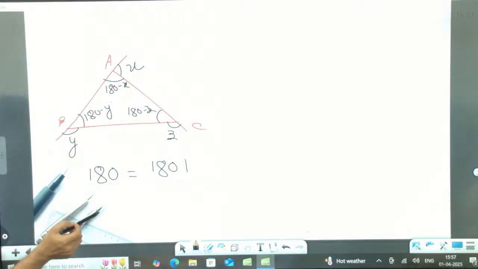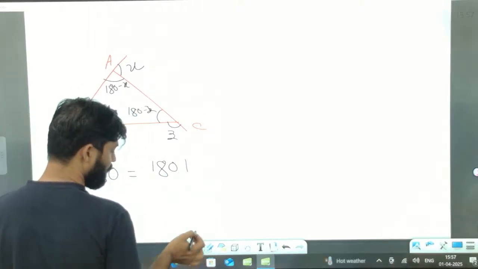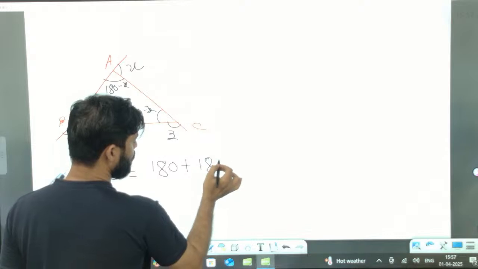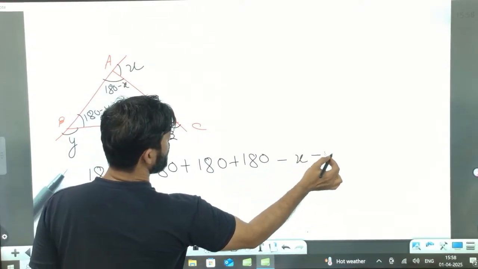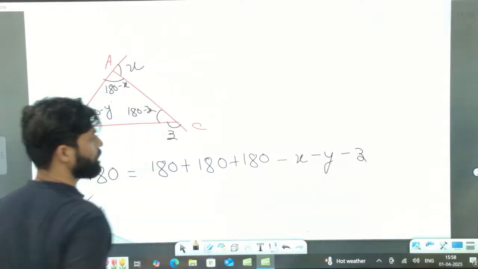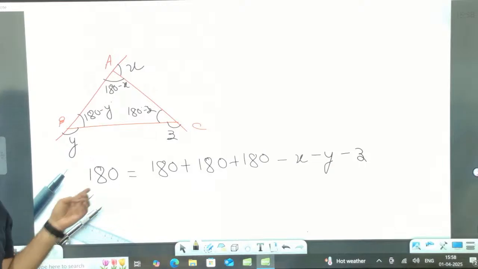How many times do we have 180? 180, 180 and 180, 3 times. Or let it be 180 here, right? 180, 180, 180 minus X minus Y and minus Z. Because this is the sum of 3 angles of the triangle and the sum is equal to 180.